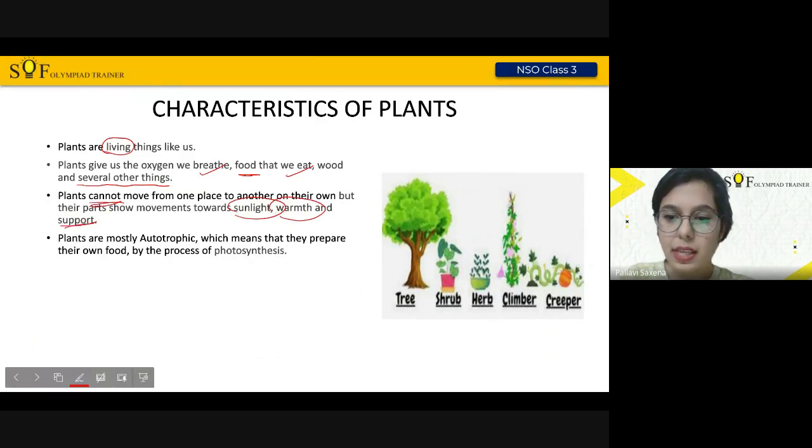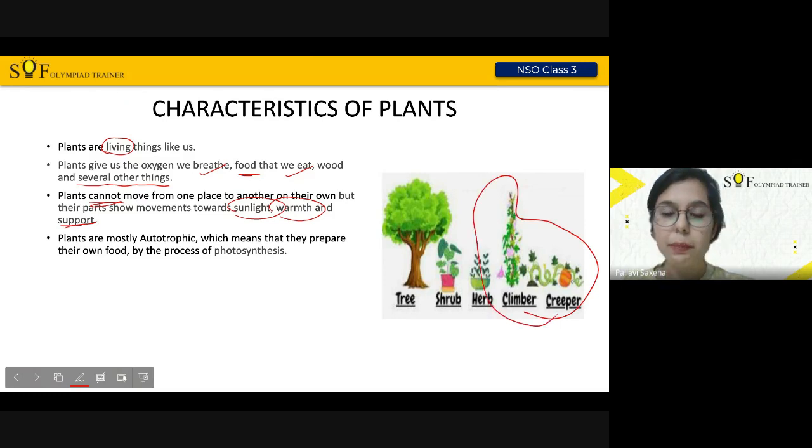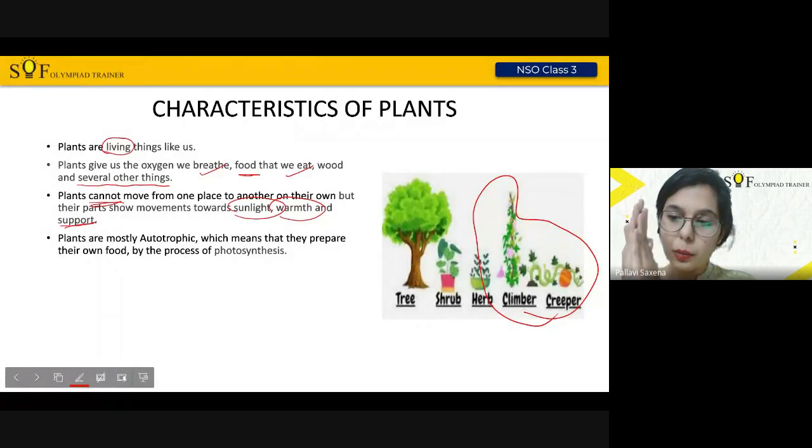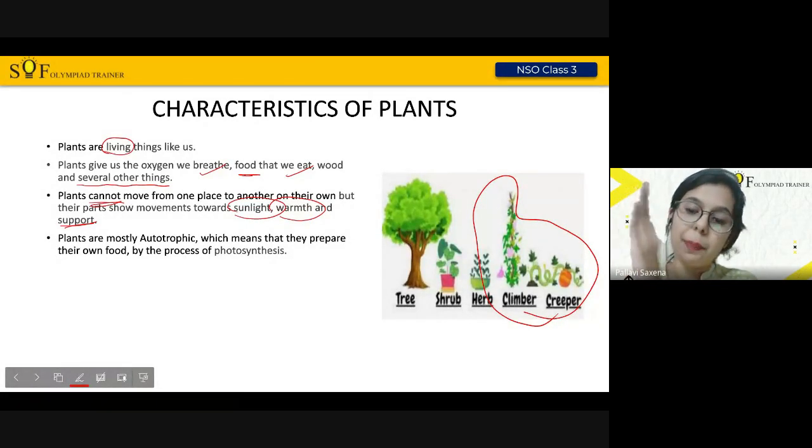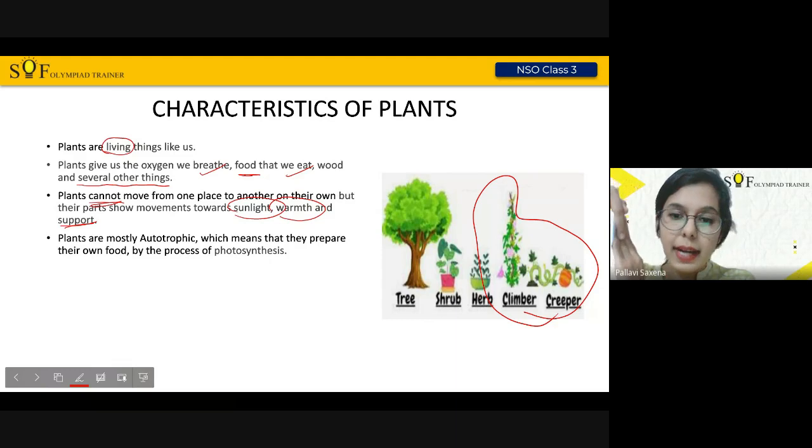Have you ever heard about a climber or a creeper? When you're talking about creeping or climbing plants, if you provide them a support, they will wrap themselves around that support and move in the direction of the support. Yes or no? If you talk about a money plant, you see how if you provide a stick to that money plant, it will start wrapping itself around that stem, right? So that is why we're saying that plants can also move in response to a particular support that you provide to them.